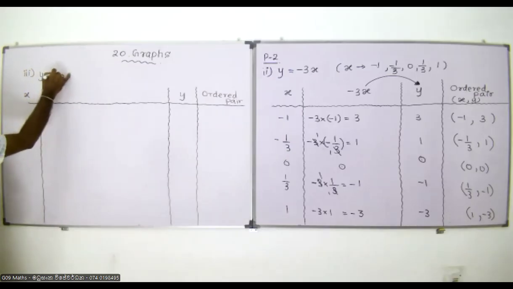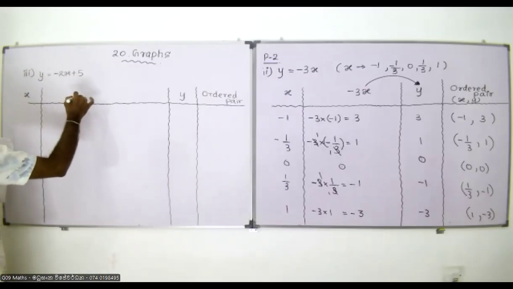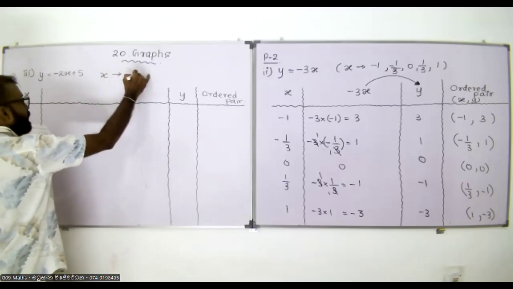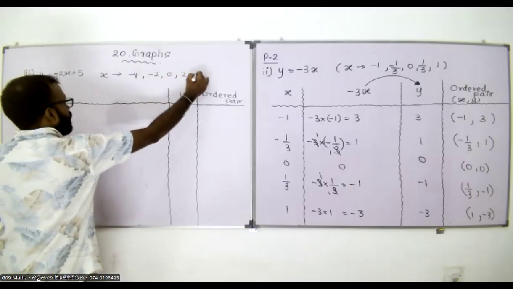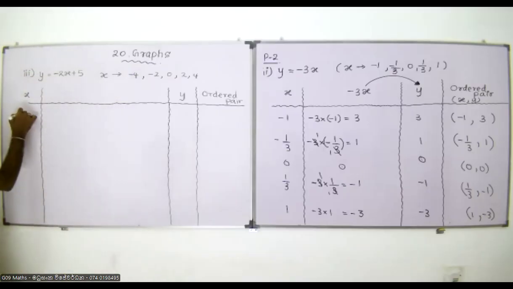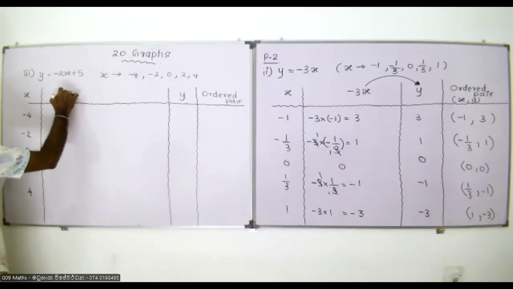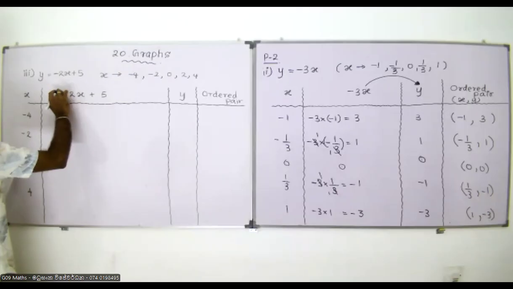That is y equals negative 2x plus 5. The x values are given as minus 4, comma, minus 2, comma, 0, comma, 2, comma, 4. So I will substitute them here. So what is to be written here? You have to write negative 2 times x plus 5.